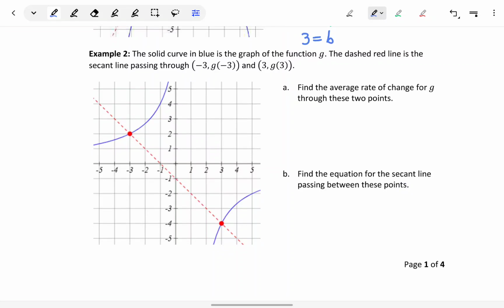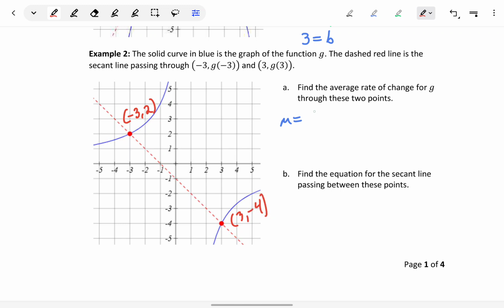We can repeat that with another example. Again, in part A, we have a new function, a new secant line, which is just constructed by selecting 2 points and drawing the line that passes between those. To find our slope, we'll take the difference of the y values divided by the difference of the x values, and we can see that our curve is passing through (-3, 2) and (3, -4).